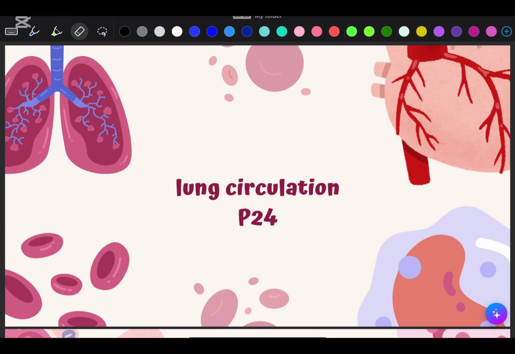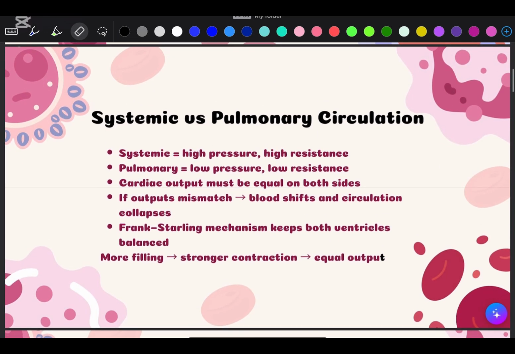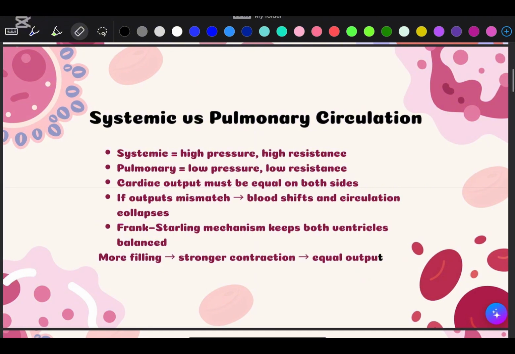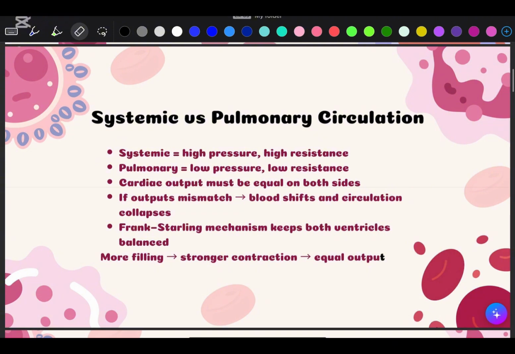Inshallah, I'll be explaining lung circulation. We already know these, but I will say it for the sake of completion: when comparing systemic and pulmonary circulation, the biggest thing to understand is that they are designed for completely different jobs, so their pressure and their resistances are not the same. The systemic circuit must deliver blood to the whole entire body, so it naturally requires high pressure and high resistance to push blood through these long distances, while the pulmonary circuit, on the other hand, only needs to send blood a few centimeters over to the lungs, so it operates on low pressure and low resistance.